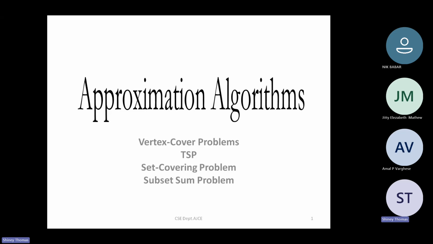Okay, good morning all. So today we'll be learning the topic approximation algorithms, and under that we'll be covering some simple algorithms for problems that are already known as NP problems. That is the vertex cover problem, traveling salesman problem, set covering problem, as well as the subset sum or sum of subset problem.